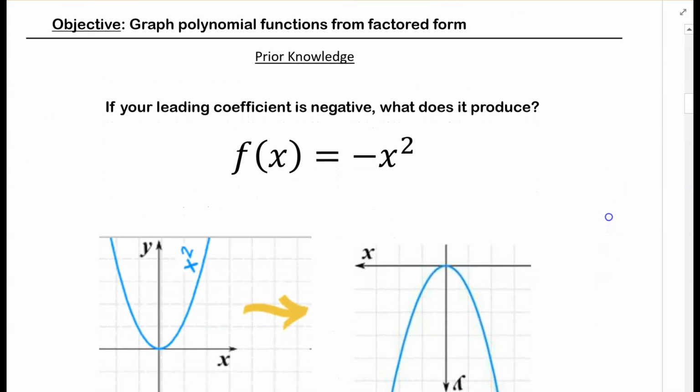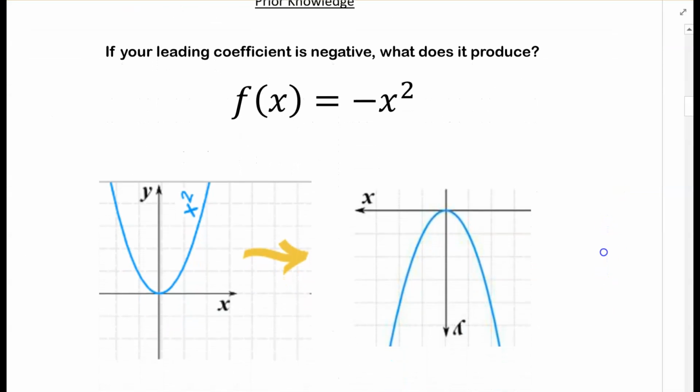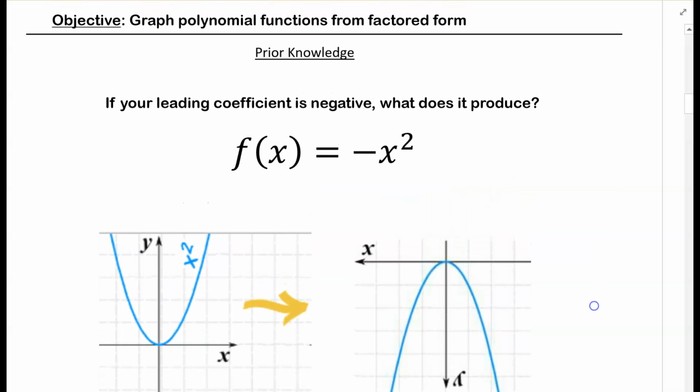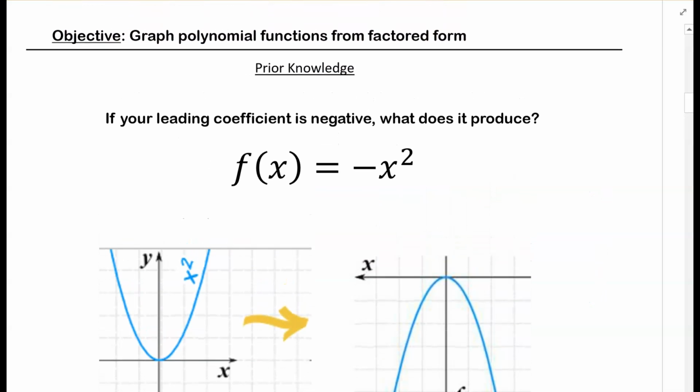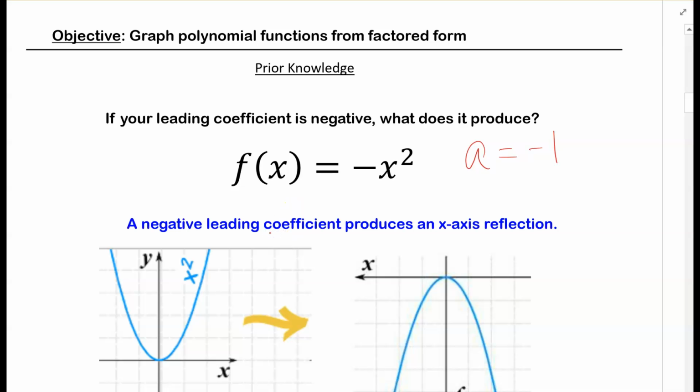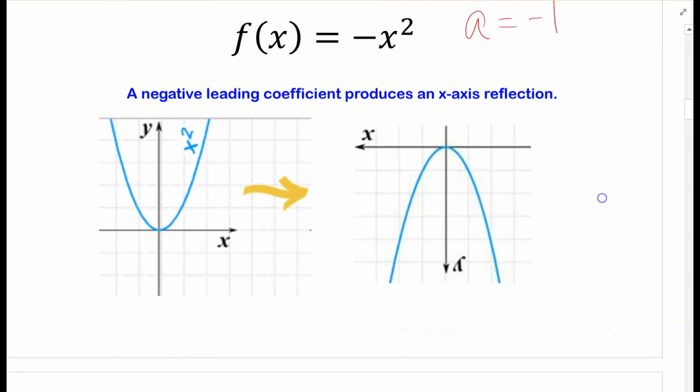which is why I wanted to go over it in the beginning. Alright, so then for prior knowledge, if your leading coefficient is negative, what does it produce? If we think back to our previous unit where we had vertical stretch and vertical compression, if your a value is -1, what does it produce? If you remember, a negative produces an x-axis reflection. So if I have a function and my a value is negative, it actually flips it across the x-axis.